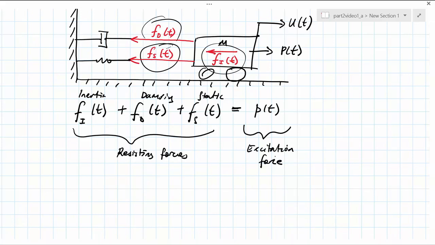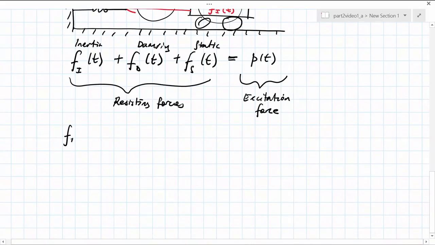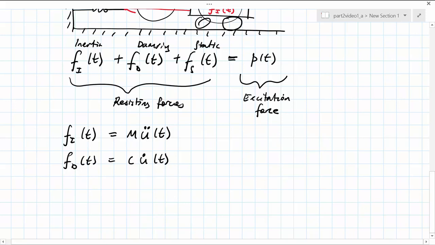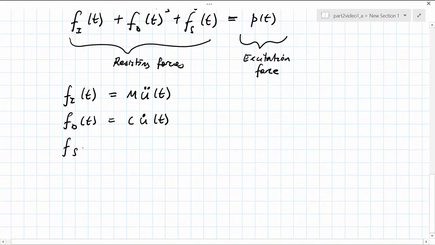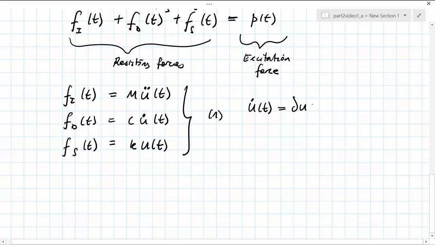The components of these terms are specified as follows. The inertial force is given by the mass of the structure times its acceleration. The damping of the structure is given by the damping coefficient times the velocity of the structure, and the stiffness or static force is given by the stiffness times the displacement of the structure. We note in terms of notation that u dot t is simply the time derivative of our displacement function.